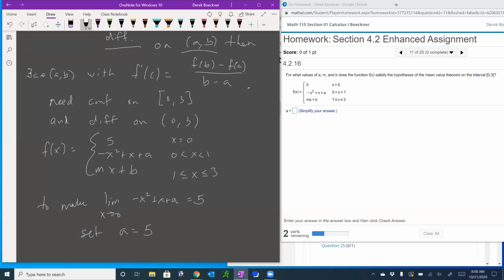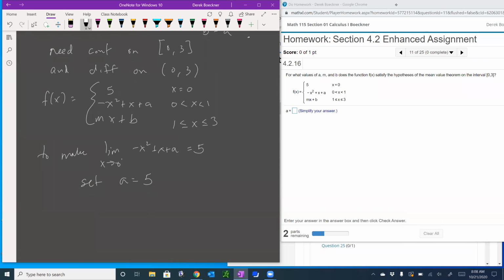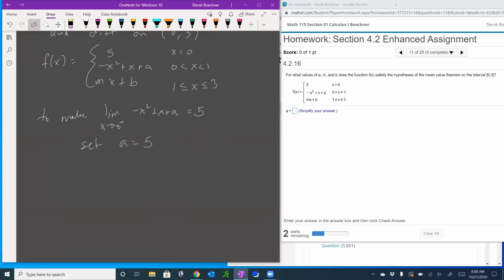So we're going to set a equal to 5 to make that limit from the right equal 5. That'll give us continuity at 0. Okay. How am I going to get continuity at 3? Sorry, no. I have continuity at 3. Where's the other place that I need continuity? I need continuity at 1, right? So what value do we have to match at 1?